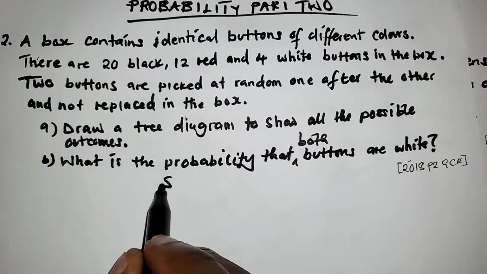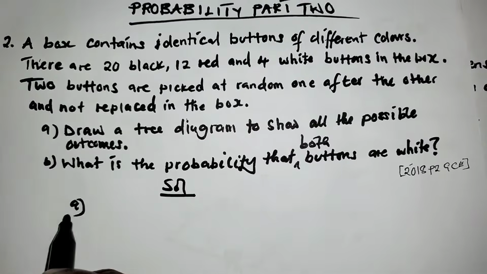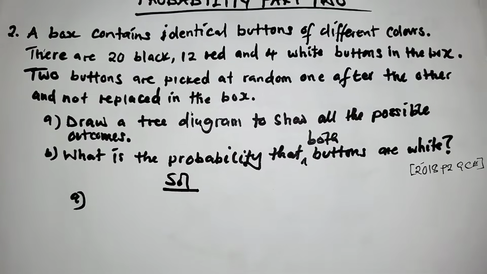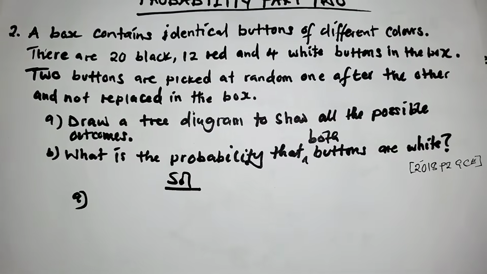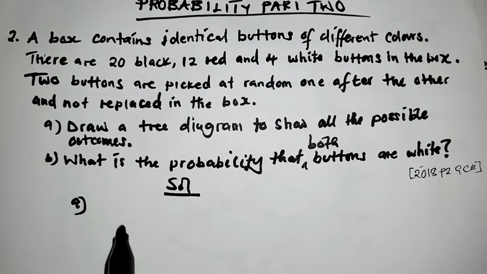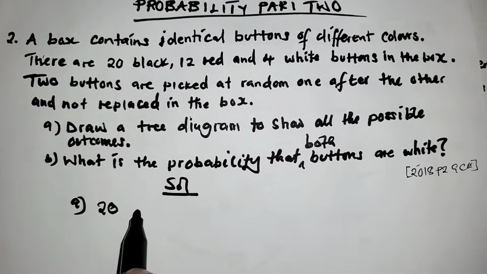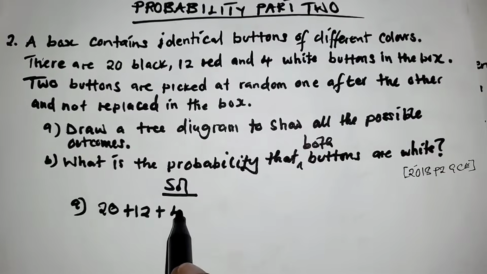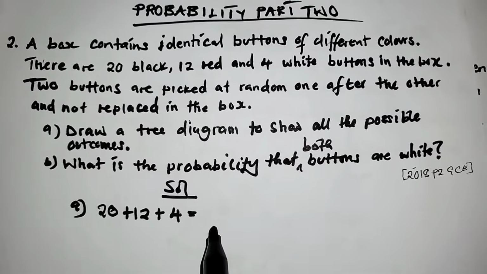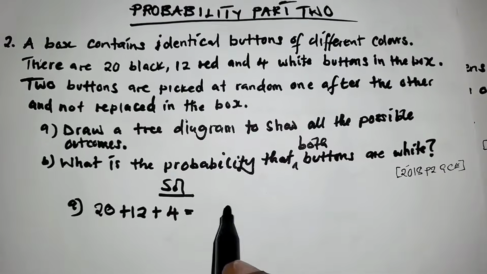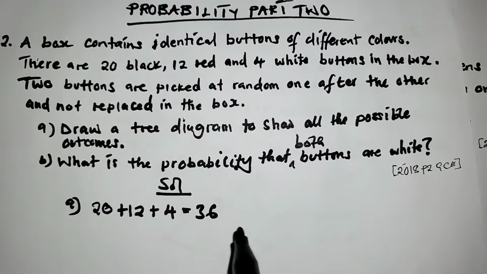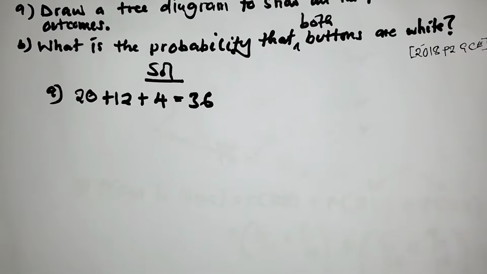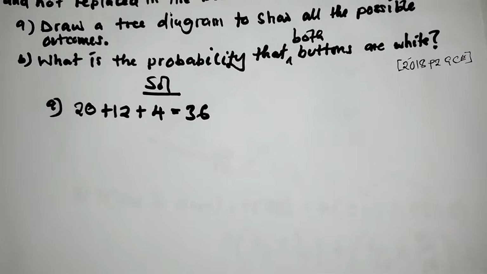Okay, so solutions. The first thing before we draw the tree diagram, we need to come up with the total number of buttons in the box. So we're going to add what we have been given: 20 plus 12 plus 4. When you add 20 plus 12 plus 4, you are going to find 36 as the answer. So let's use this to answer the question.